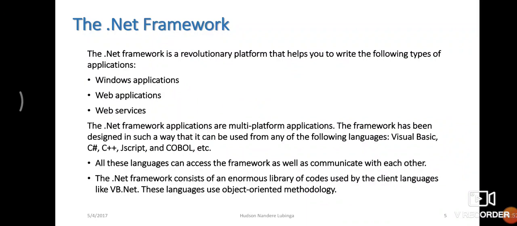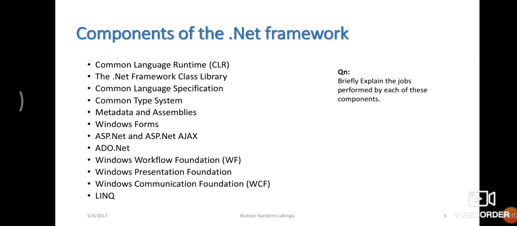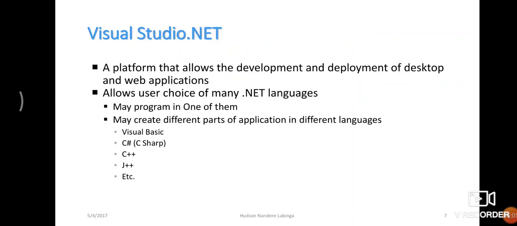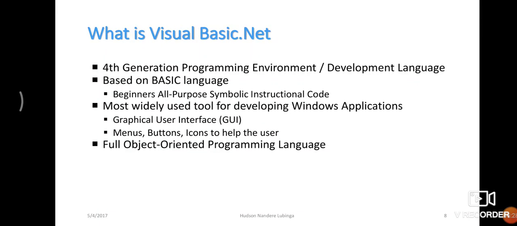That is why we can say it's a component-oriented programming language. And the .NET framework consists of an enormous library of code used by the client languages in VB.NET. So these are the components of the .NET framework. And Visual Studio .NET, what is Visual Studio .NET? It's a platform that allows the development of desktop or web applications, creating different parts of an application in different languages, and we can attach them, as I have told, C++, JavaScript, C#, and Ruby.